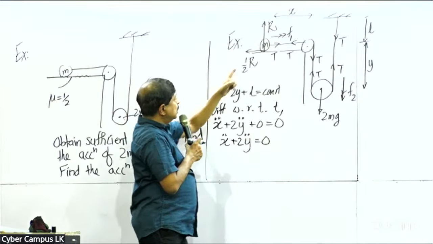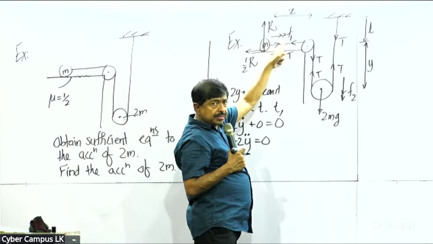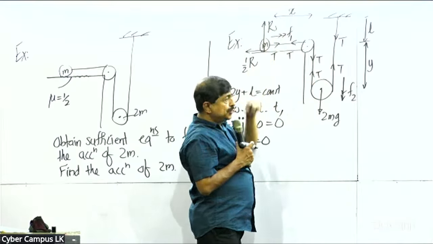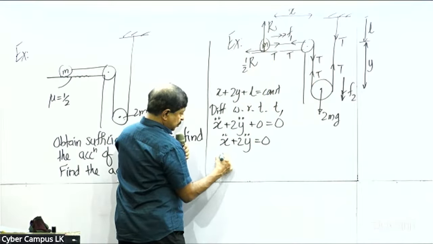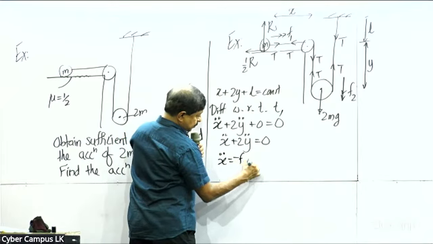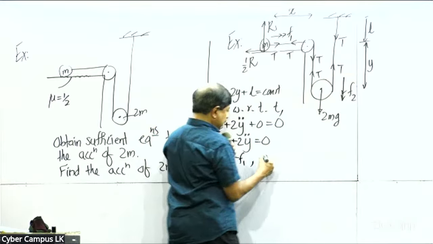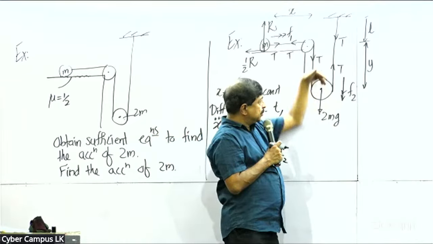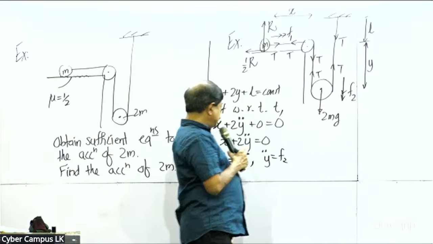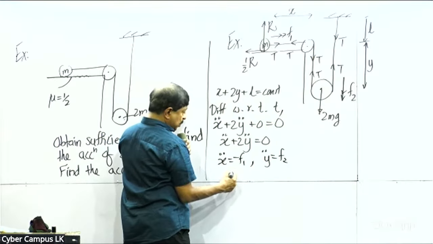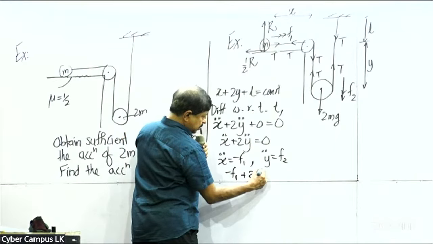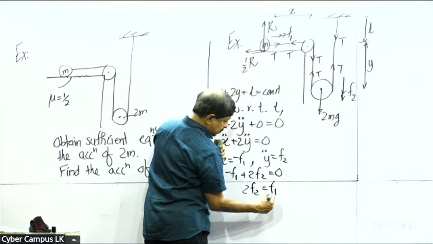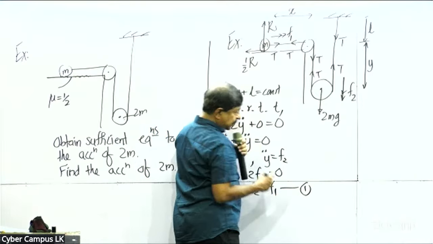Now, by looking at the direction, if this moves in the direction indicated by F1, x is reduced. So it has a negative connection. Now this is y, so y double dot is plus F2, because if this takes this direction, y increases. Now if you plug in this, you have minus F1 plus 2F2 is 0. This is equation 1.